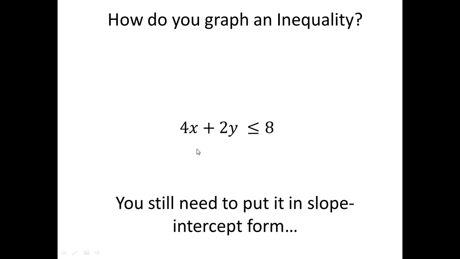So how do I graph this? You still need to put this in slope-intercept form like before. Okay, so here's my inequality: 4x plus 2y is less than or equal to 8. So just like before, to put it in slope-intercept form, you have to subtract 4x on both sides to get 2y by itself. We're left with 2y on the left, negative 4x plus 8 on the right.